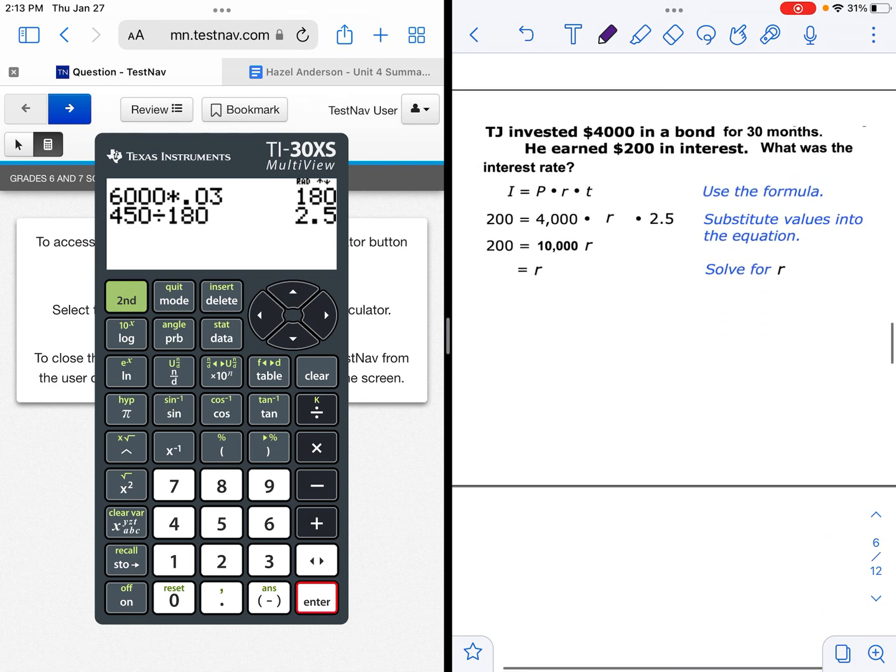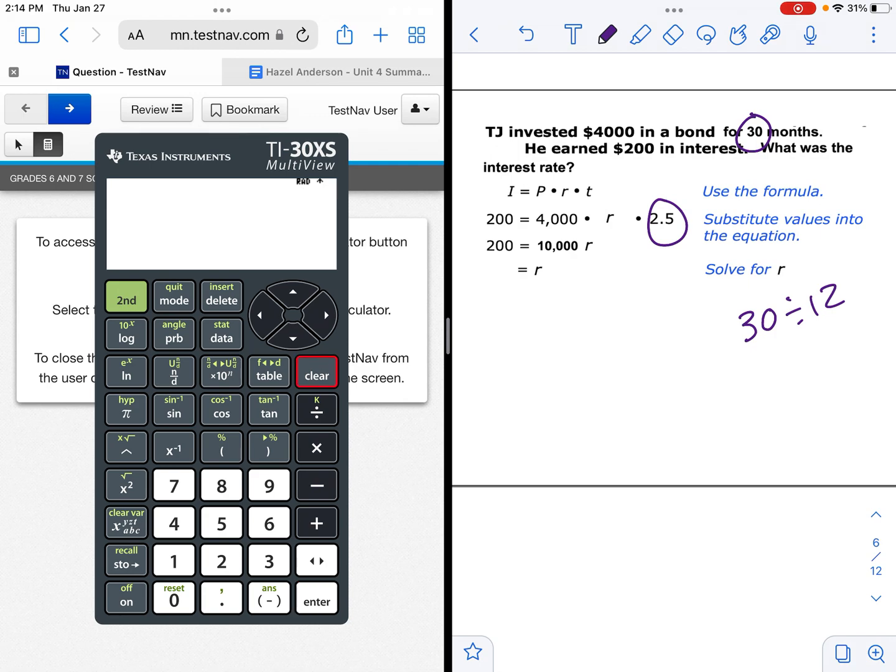Okay, here we're moving it around again, but now we're going to be looking for the rate of interest. He invested $4,000 in a bond for 30 months, and he earned $200 in interest. You can see that I changed the 30 months into 2.5, because if I took 30 and divided it by 12, since there are 12 months in a year, I'm going to get 2.5. Remember, your time has to be in years. So I'm going to do the math I can. I can take that 4,000 and multiply it by 2.5. So 4,000 times 2.5, that's where that 10,000 comes from.